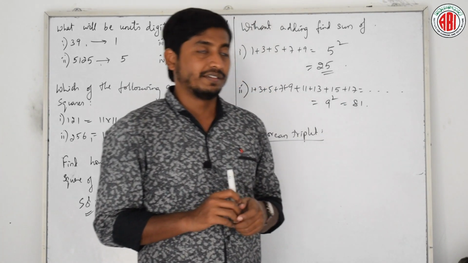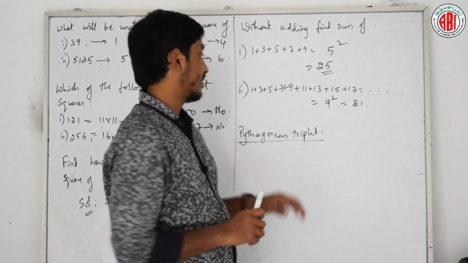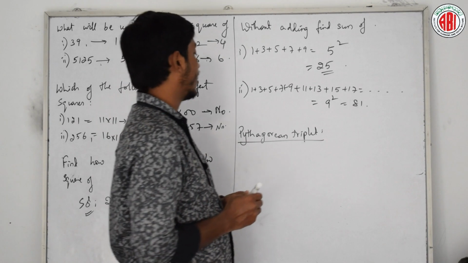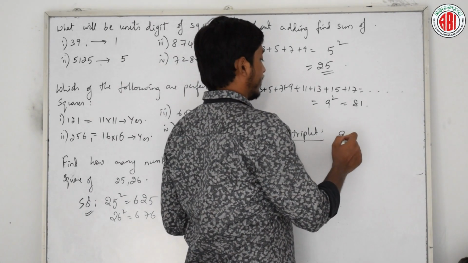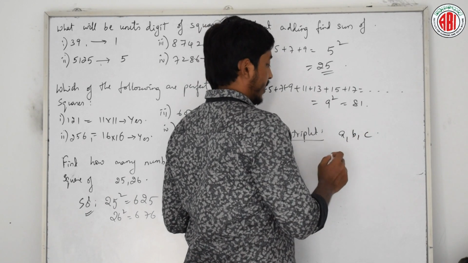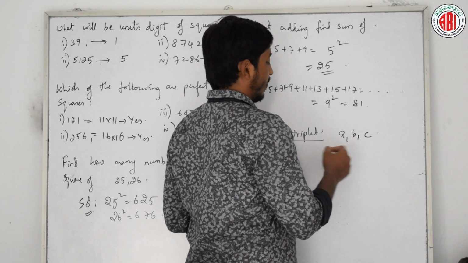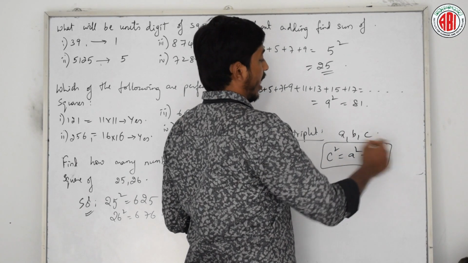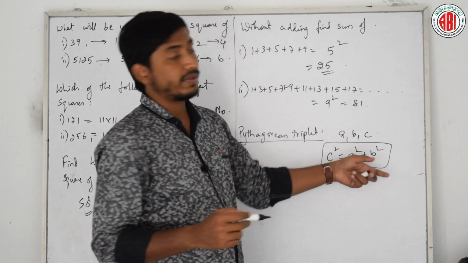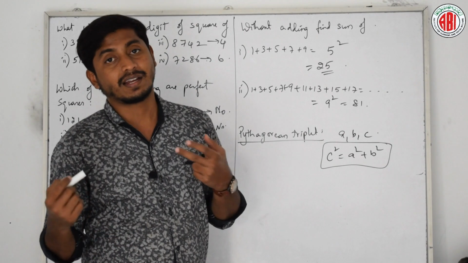Okay. Did you understand? Fine. Very nice. The next thing we are going to learn is Pythagorean triplet. A Pythagorean triplet is defined as three numbers in which the sum of the squares of two numbers is equal to the square of the third number. Then these three numbers can be called a Pythagorean triplet.